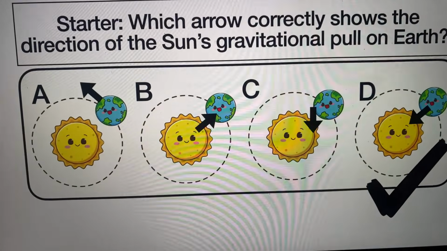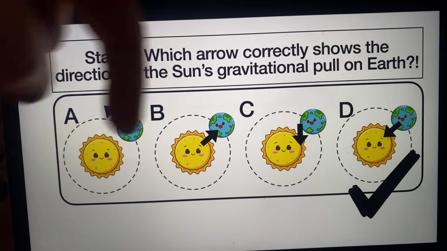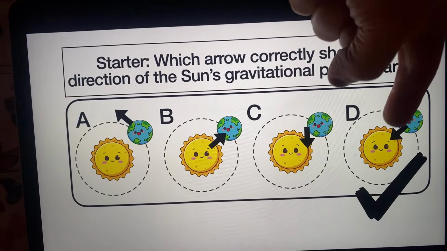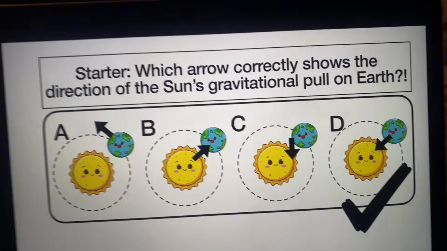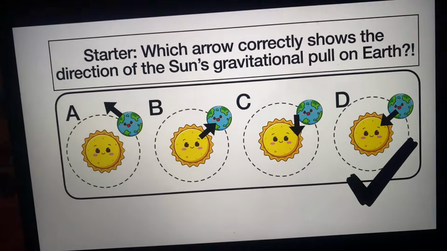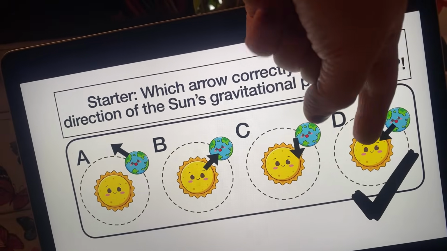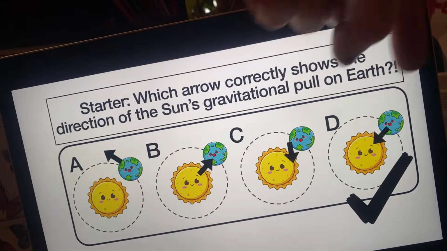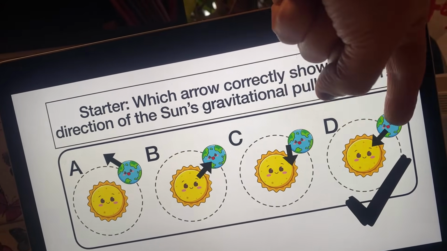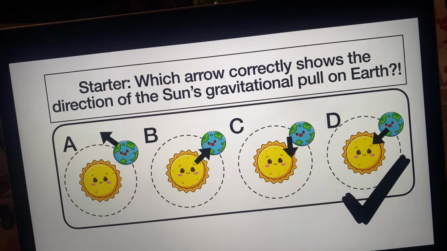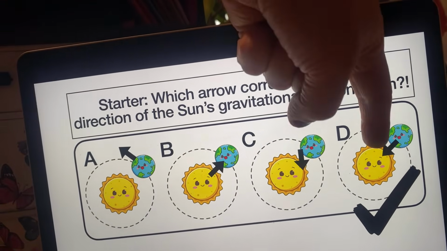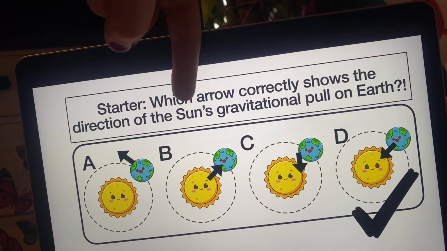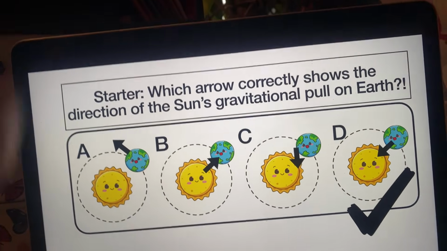But in this situation, we're talking about Earth's gravitational pull. Sorry, we're talking about the Sun's gravitational pull. Sorry. So the Sun's gravitational pull is acting towards the centre of the Sun. Okay? Earth is pulling on the Sun, so that's what's happening with B. But D is showing how the Sun's gravitational pull acts on Earth.